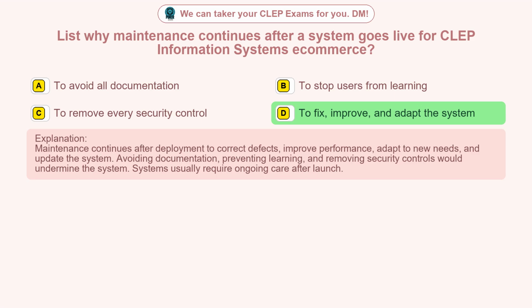Maintenance continues after deployment to correct defects, improve performance, adapt to new needs, and update the system. Avoiding documentation, preventing learning, and removing security controls would undermine the system. Systems usually require ongoing care after launch.